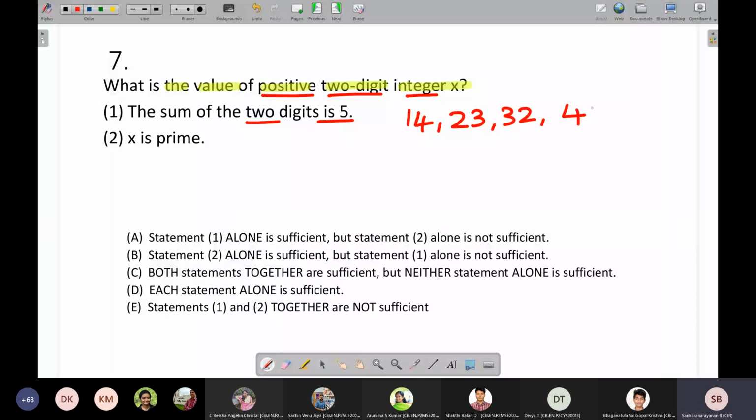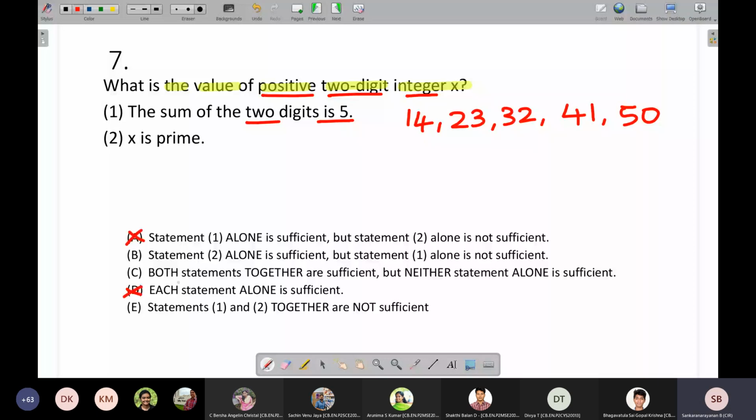With statement 1 alone, is it possible to get a unique value for x? Can you tell me fast? No. So 1 alone is not sufficient. So eliminate option A and eliminate option D. Now focus on the second input.